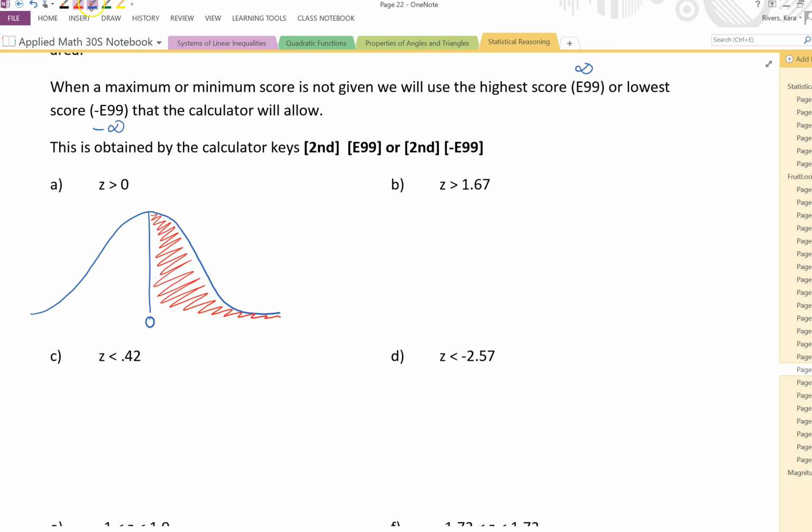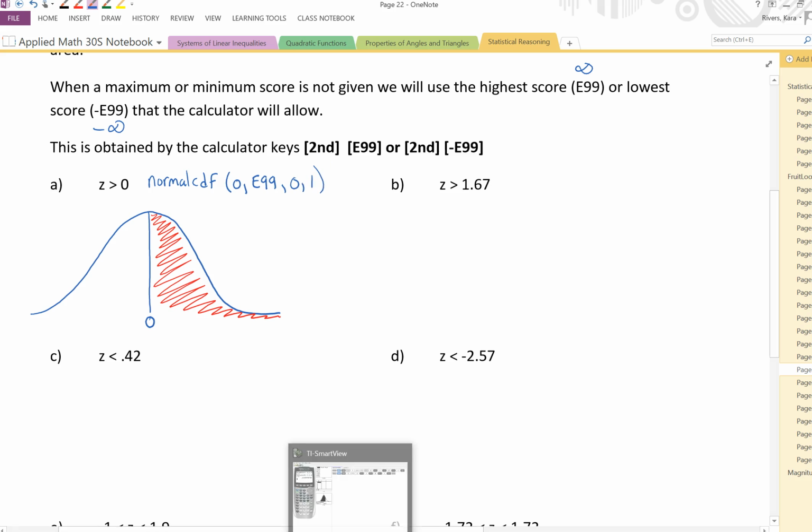Okay, so in our calculator, we would put in normal CDF. My minimum score is 0. But what's my maximum score? Because I'm going all the way to the very end. Well, this is the case where you're going to infinity. So we're going to put in E99, and I'll show you how to do that. My mean is 0. My standard deviation is 1. All right, let's try this out.